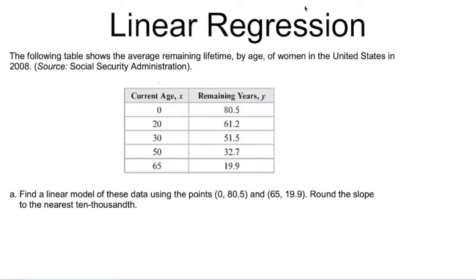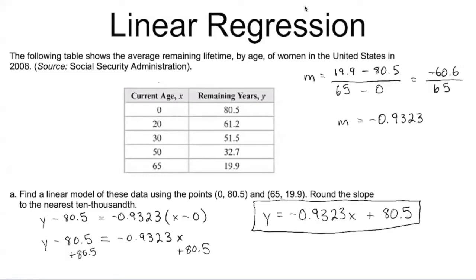So it wants us to use methods that we've used previously to calculate the equation of the line, and obviously to round the slope to the nearest 10,000th. So you will see that the first step is always to calculate the slope.